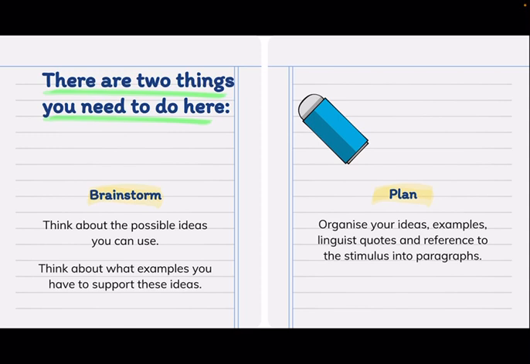Once you've done that, you've done your brainstorm, you start to plan. So this is where you organise your ideas, examples, and you look for linguist quotes and reference to the stimulus into the paragraph. So work out which stimulus you're going to refer to in what paragraph, what parts of the stimulus you might use. You might use a quote, for example. And also the linguist quotes. So I have given you a quote bank. I would start by going through that and checking to see if there are any good quotes that relate to what you're trying to say, and pop those down in your dot pointed plan for each of your paragraphs.